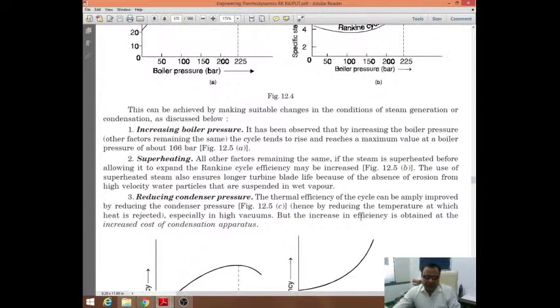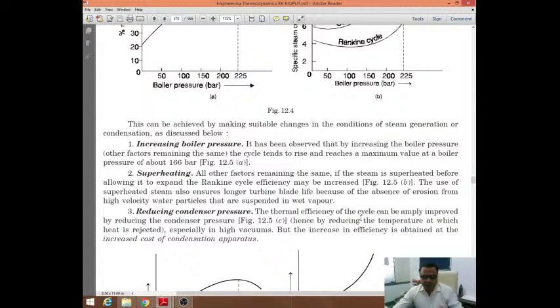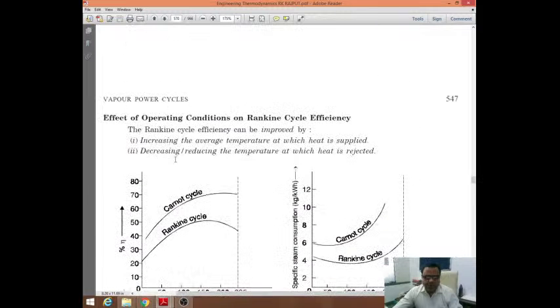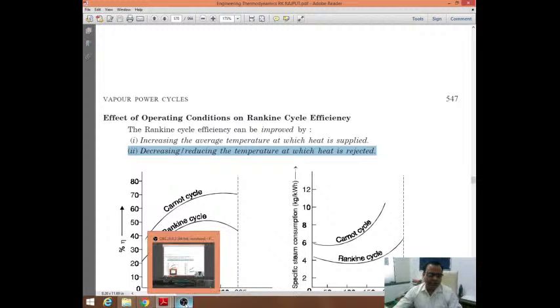Now, there are a few ways for efficiency improvement, the effect of operating conditions on the Rankine cycle efficiency. Rankine cycle efficiency can be improved by increasing the average temperature at which heat is supplied and reducing the temperature at which heat is rejected. Already I have told you that if you increase the average temperature of heat addition, efficiency will improve. If you reduce the average temperature of heat addition, the efficiency will reduce.